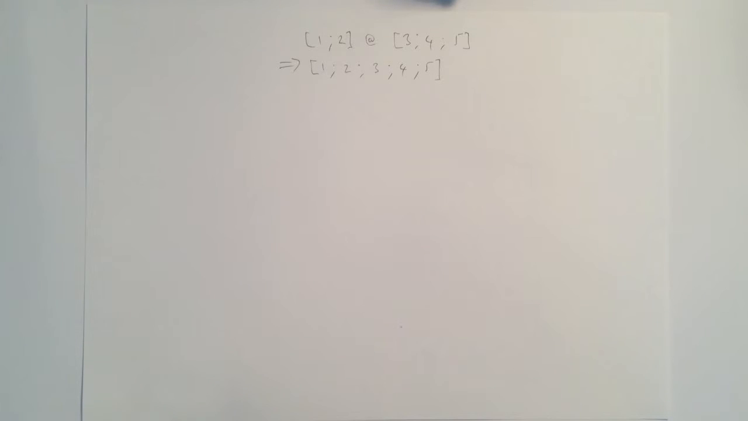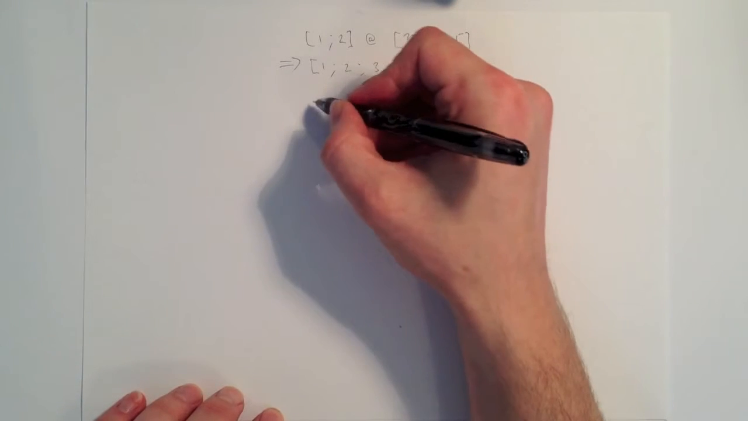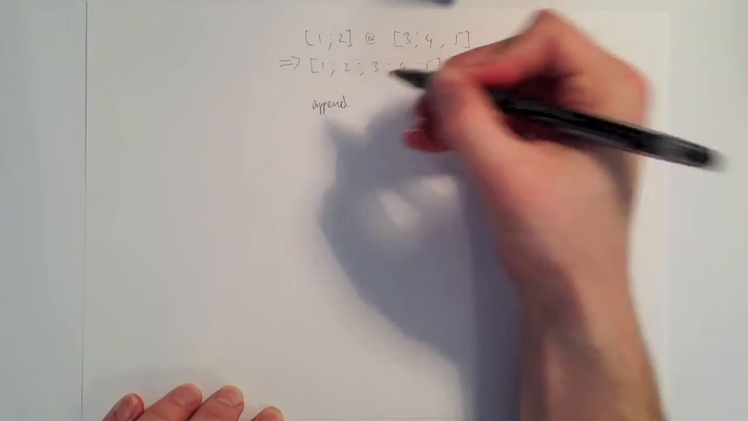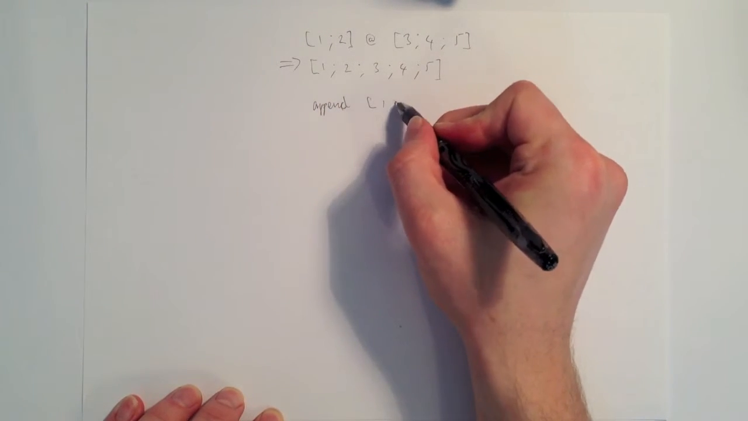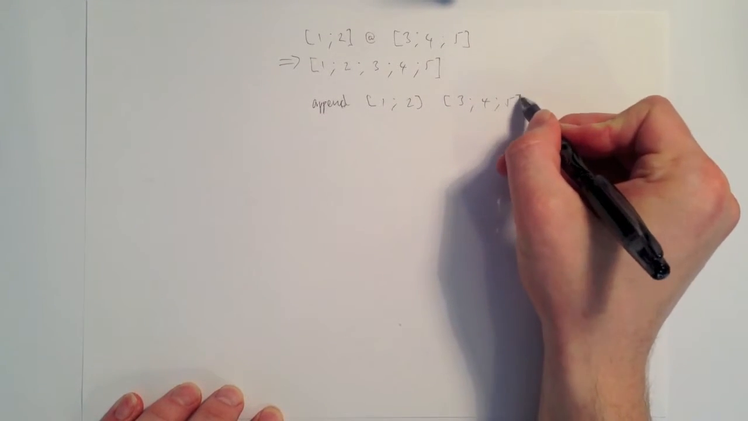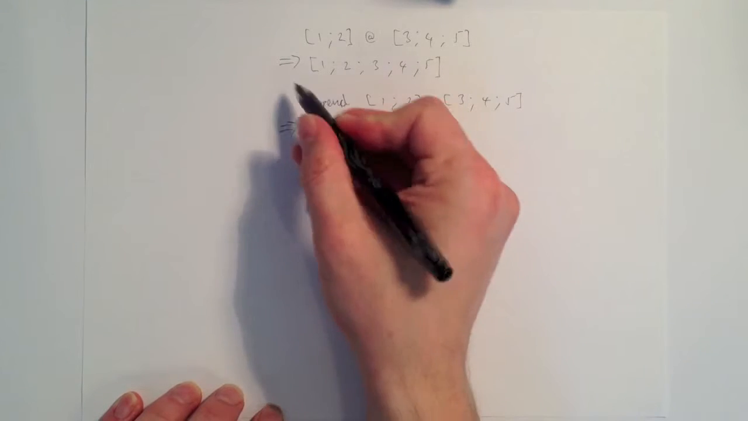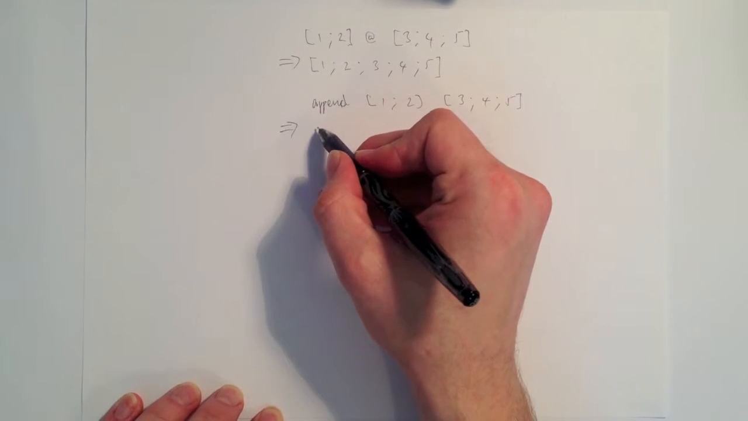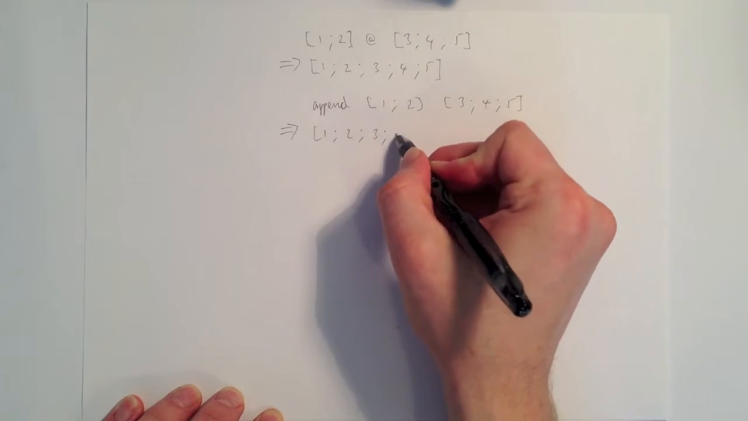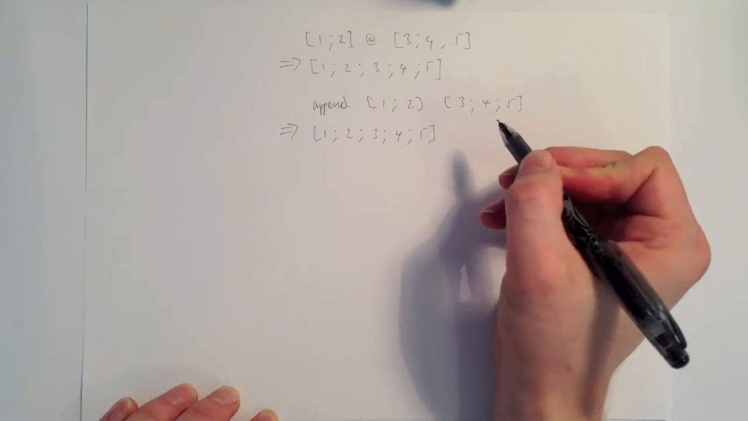Well, we're going to need a function append, and what we'd like is for that to do exactly the same as the built-in append function and give us 1, 2, 3, 4, 5.